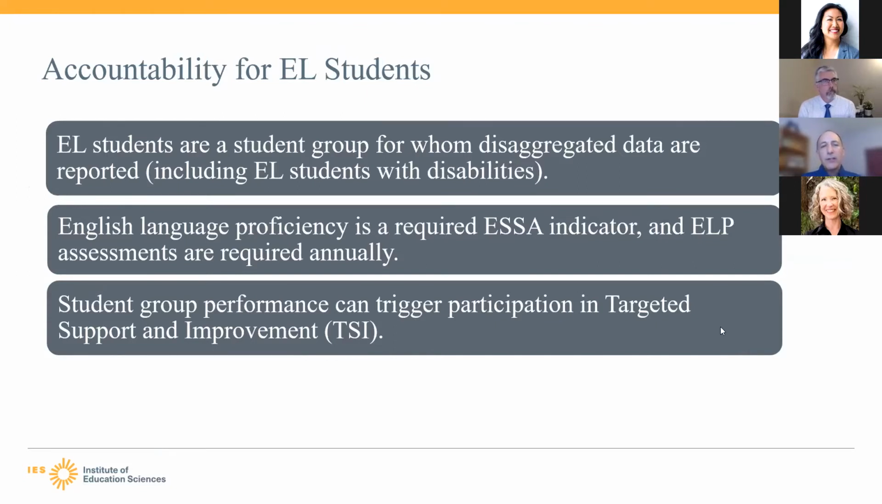So for English learner students in ESSA, they are a student group for whom disaggregated data are reported. English language proficiency is required under ESSA, and English language proficiency assessments are required annually. And the performance of the English learner student group, like any student group, can trigger participation in targeted support and improvement, an ESSA program for improvement. Next slide.